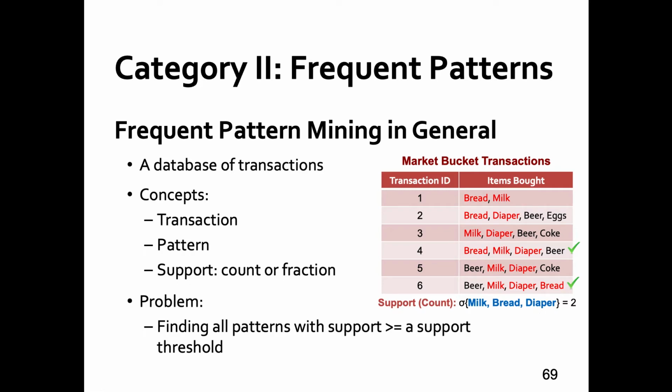If we check the item set against the database, we can see that transactions 4 and 6 cover our item set, and therefore we say that the support count of our pattern is 2. We can also define support as a fraction of transactions in the database that cover our pattern, which is 1/3 in our case.